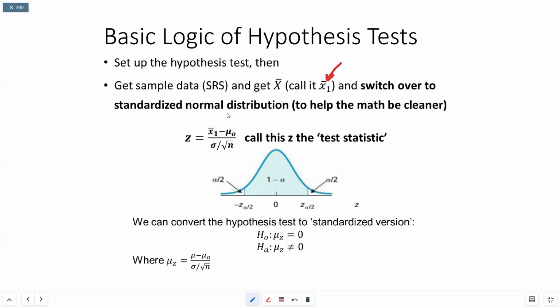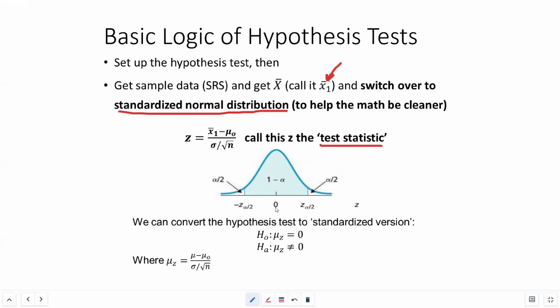So in order to make the math cleaner and enable us to have a tool that we can apply using Excel, for example, or generally over and over, because you could have a normal distribution around an infinite number of sample means, we're going to standardize it by switching everything over to the standardized normal distribution. And that means we are going to recenter and rescale our sample mean that we got, so our x bar 1 in this case. And by getting the z-score, we're calling this the test statistic. And that means we now are centered at 0.